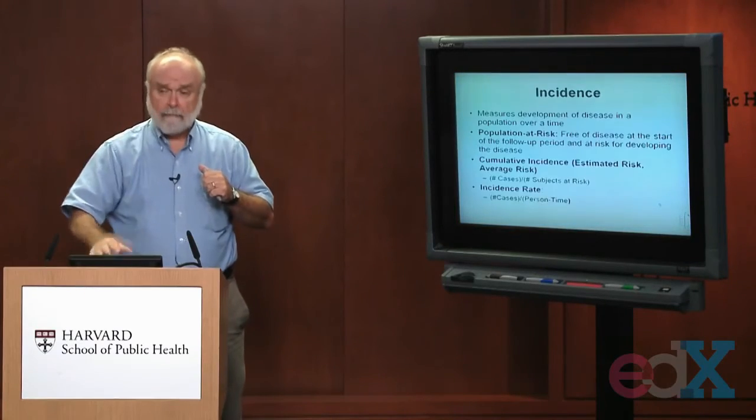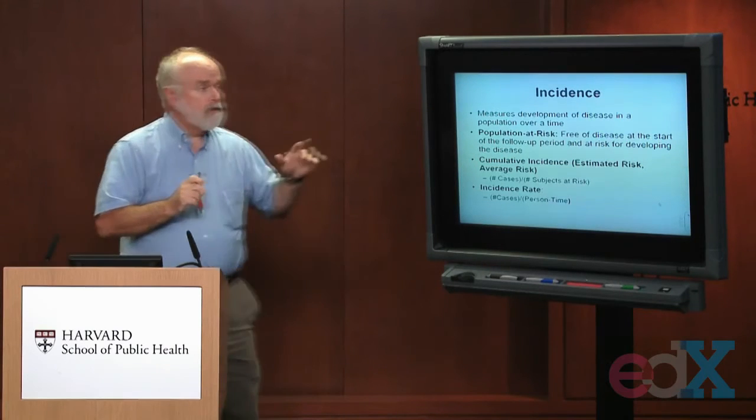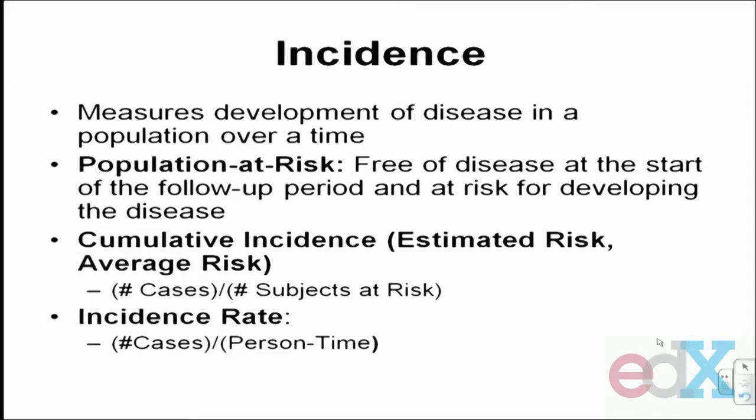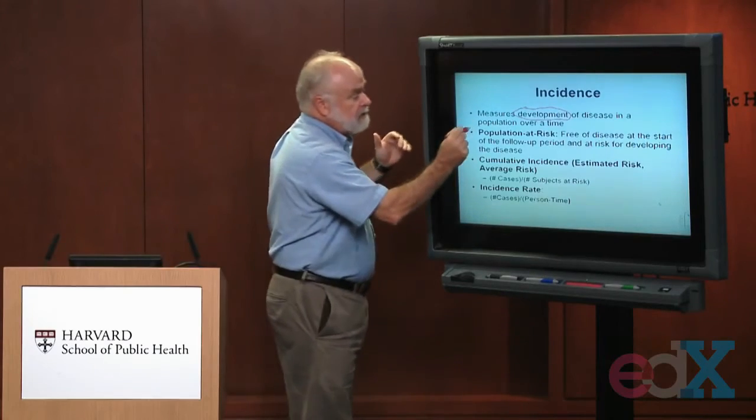So let me first just describe the concept of incidence. What it's trying to measure is the development, not the existence of disease at one point in time, but the development of disease in a population that's being followed over time. Now that population that you're following over time to observe all these new cases of heart disease that develop, we refer to that as the population at risk.